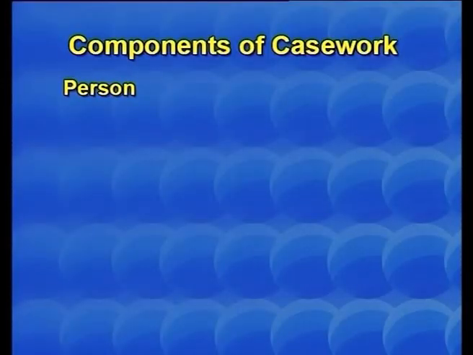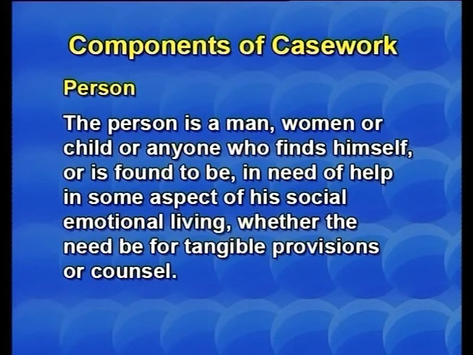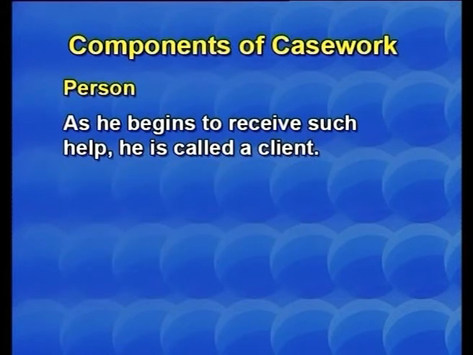The first P, or the important component, is the person. The person in a casework process is a man, a woman, a child or anyone who finds himself or is found to be in need of some help in some aspect of his social functioning, social emotional living, whether the need be for tangible provisions or counsel. As he begins to receive such help, he is called a client.